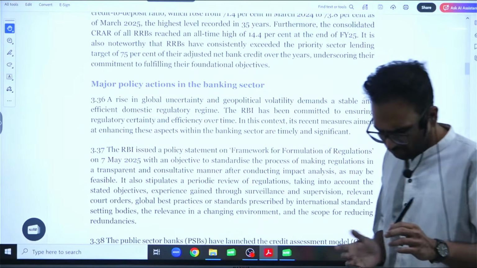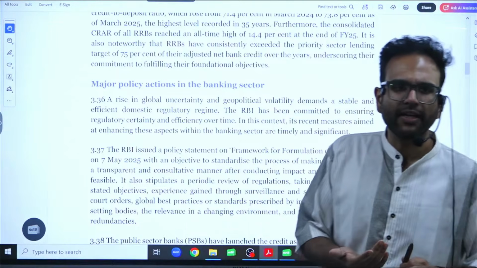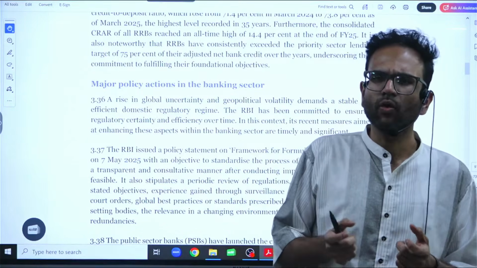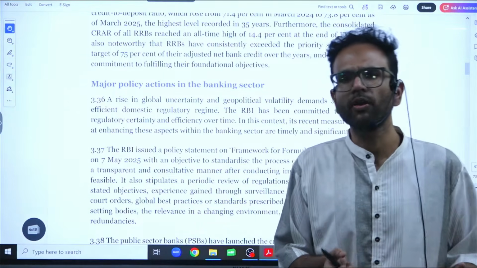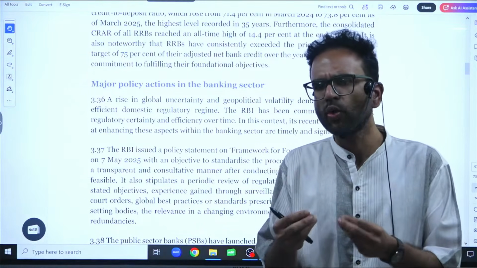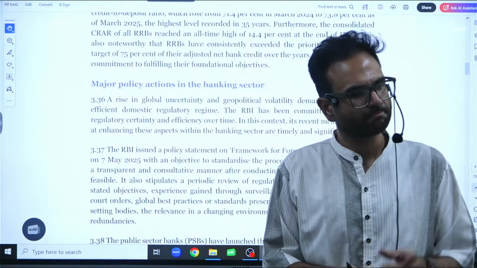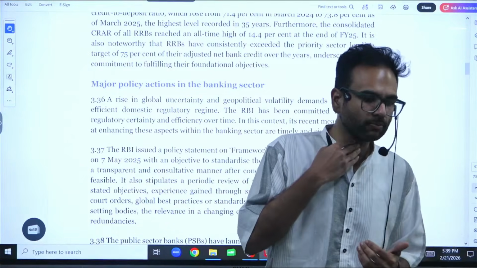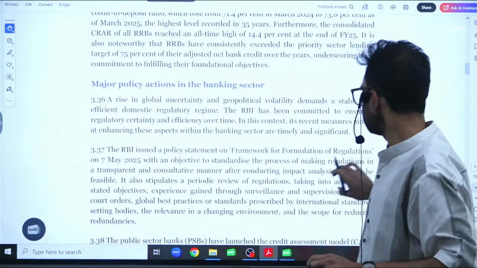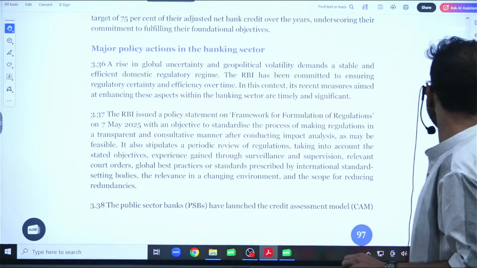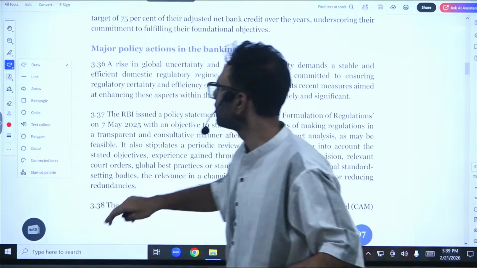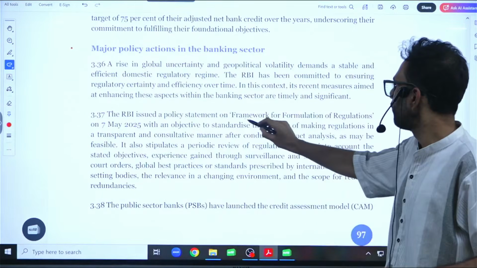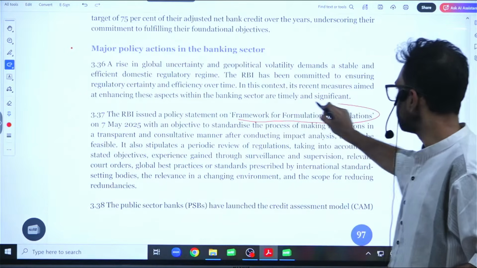So, with uncertainty rising, first point, uncertainty rising, the role of a central bank becomes much more important because it is showing that element of balance. This is the first point you need. How is the central bank responding? First is the framework for formulation of regulations. This is something that can be used both in prelims and mains. Framework for formulation of regulations.